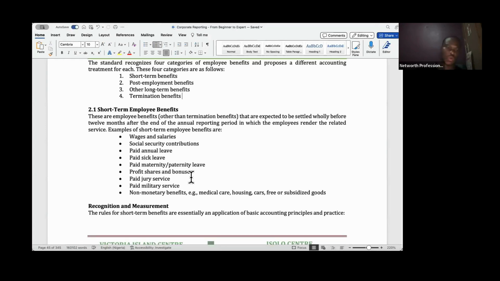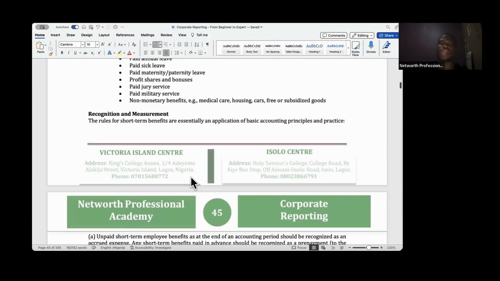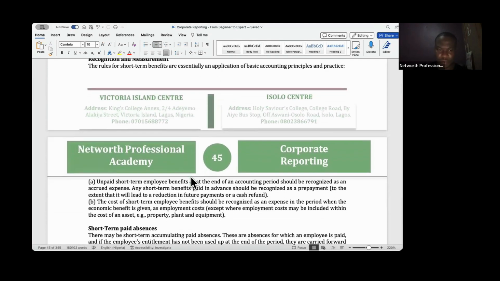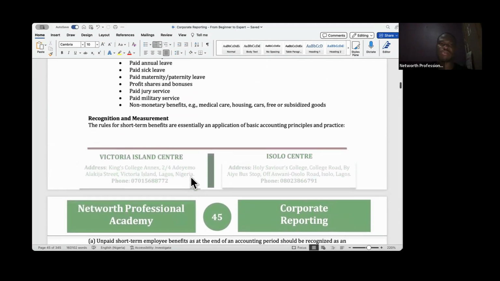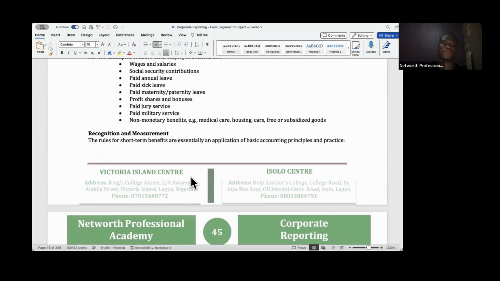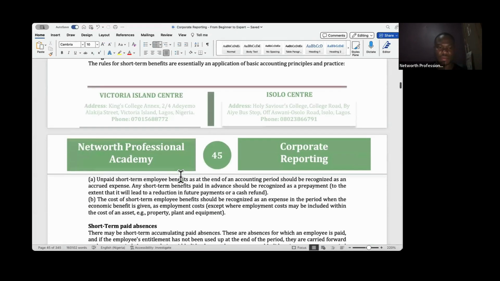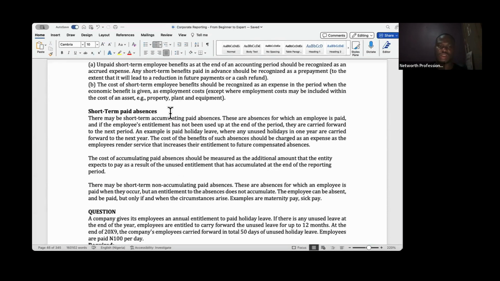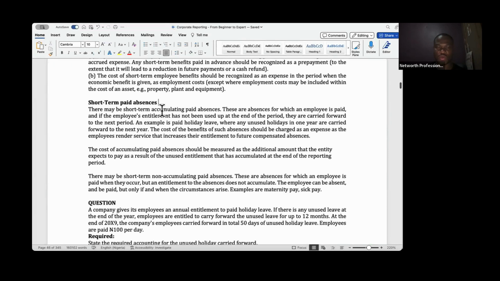Then we also looked at how we recognize and how we measure this type of benefit last week. Basically, when you have short-term employment benefits, you just recognize it as staff costs in your books. And if it has not been paid, that will be a liability as well in the books of the employer. Then we looked at short-term paid absences, where we considered cumulative paid absences and non-cumulating paid absences.